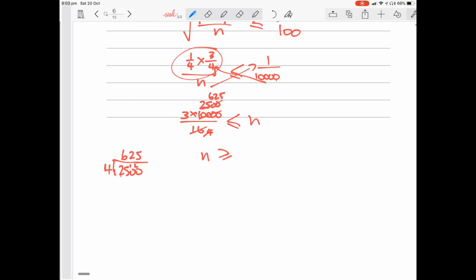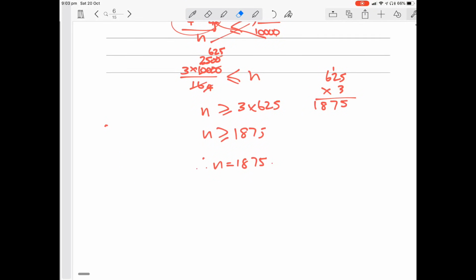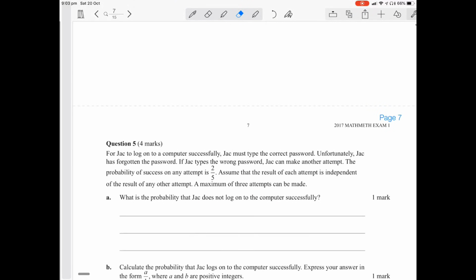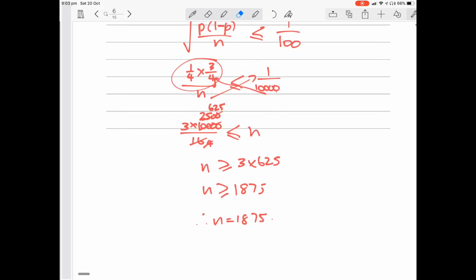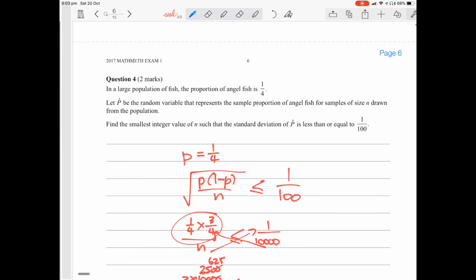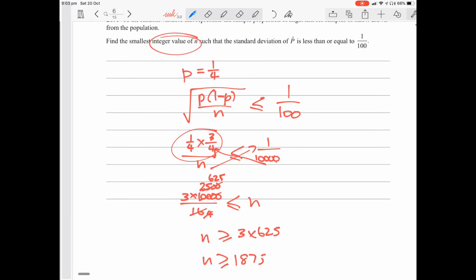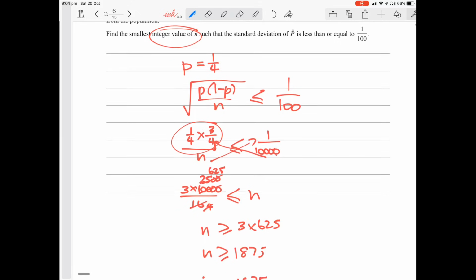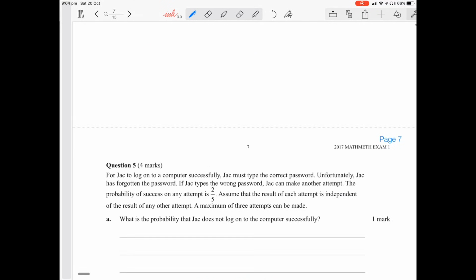So n is greater than or equal to 3 times 625, which is 625 times 3. 5, carry the 1, 3 2s is 6, 7, 1875. So n is greater than or equal to 1875. Therefore, the smallest value is 1875. Obviously, you don't have to show that working out. I only did it so that you knew what I was doing. But yeah, because it says find the smallest integer value, you don't have to put a range, you just have to put a single value such that the standard deviation is less than or equal to that.